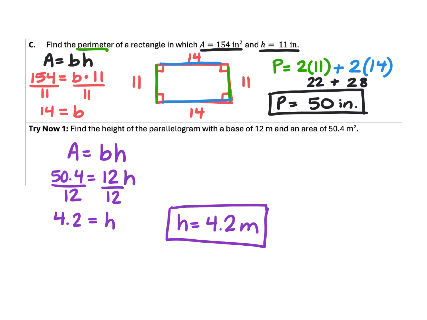All right, here is your solution. We use the area formula. So 50.4 equals 12 times h, divide by 12, and we get 4.2.